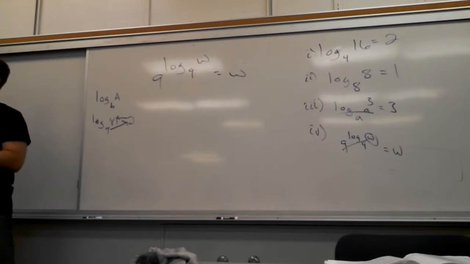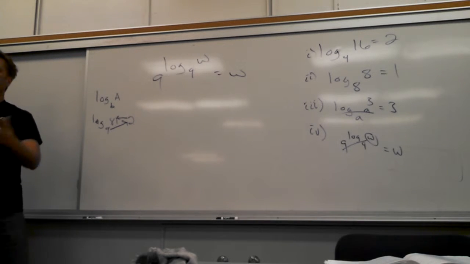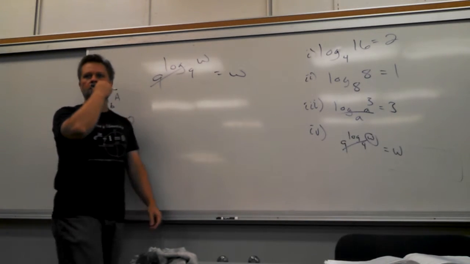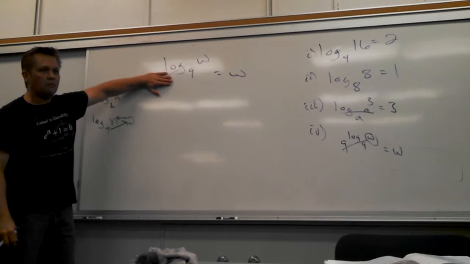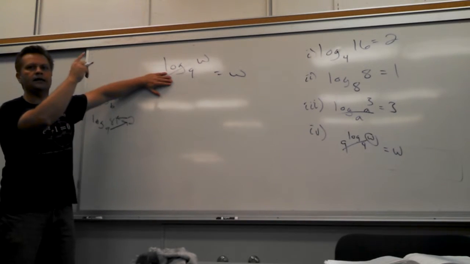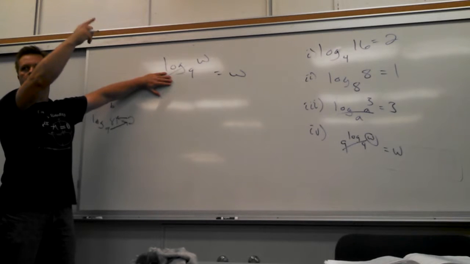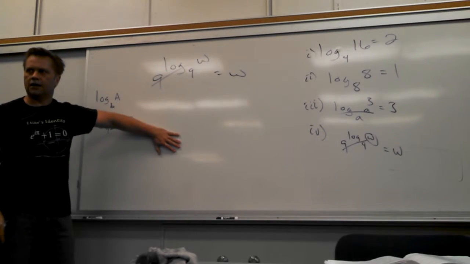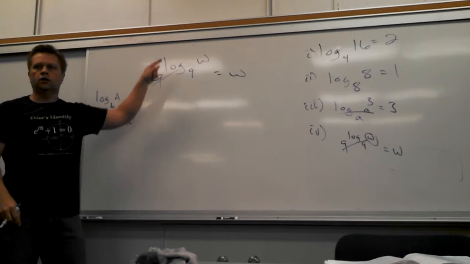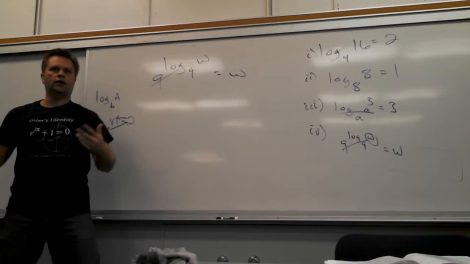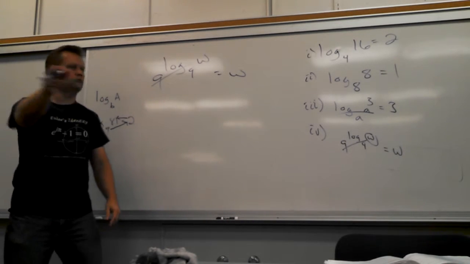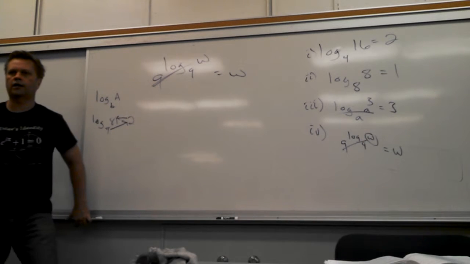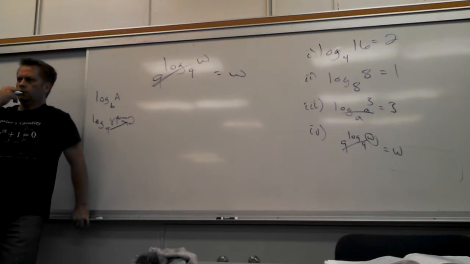I know people don't like this one, too bad for me, because it's so much easier to just go, well, these cancel. But it really is cool. That represents the power that 9 needs to become W. So when you raise 9 to it, it becomes W, because that's what it does. But there's nothing wrong with just saying they cancel. There's nothing really wrong with that. It's beautiful. Yes, sir?